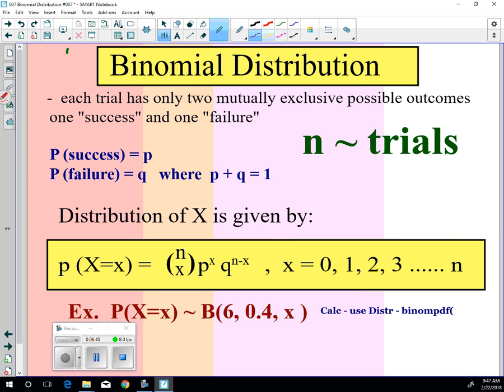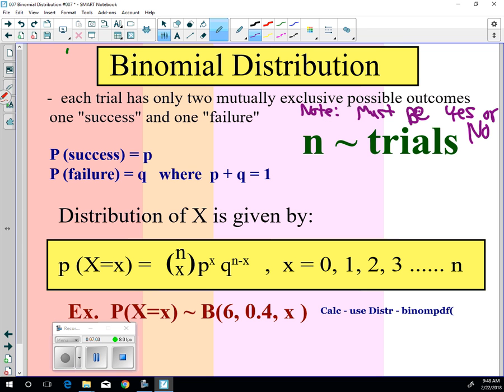Would you write a little note here? Note. Must be yes or no. I don't want to say pass or fail, it sounds so negative. Must be yes or no. Either a head or it's not a head. It's a tail or it's not a tail.